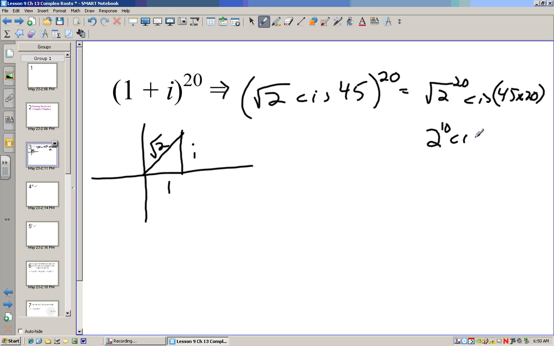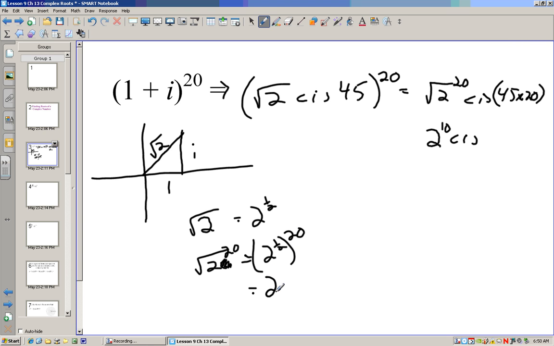There's a few ways that you can do that. One is to just do it kind of intuitively. The other way, because root 2 times root 2 is 2, you have to keep doing that 10 times. Or what you could say is square root of 2 is 2 to the 1/2. So root 2 to the 20th power is 2 to the 1/2 to the 20th, which you multiply these exponents to get 2 to the 10th. That's a little aside there.